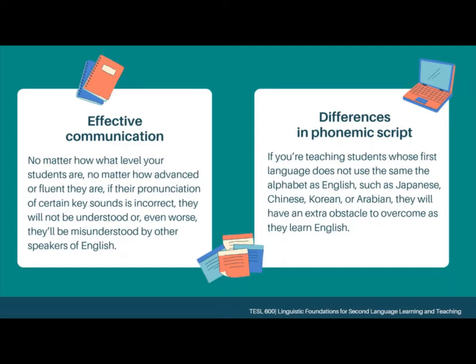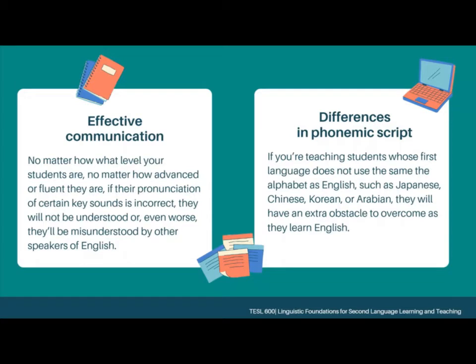So for effective communication, both receptive and productive skills are equally important. So this is why we need to equip our students with the necessary tools to speak and listen right from the beginning of our lesson, okay? So this is the important part.